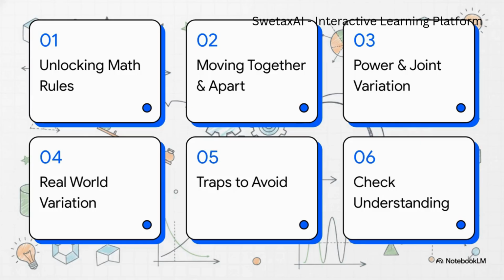First, unlocking mathematical relationships. Then moving together and moving apart. Power and joint variation. Variation in the real world. Some common traps to avoid. And finally, a quick check of your understanding. We're going to build an incredible mental cheat sheet by the end of this journey.